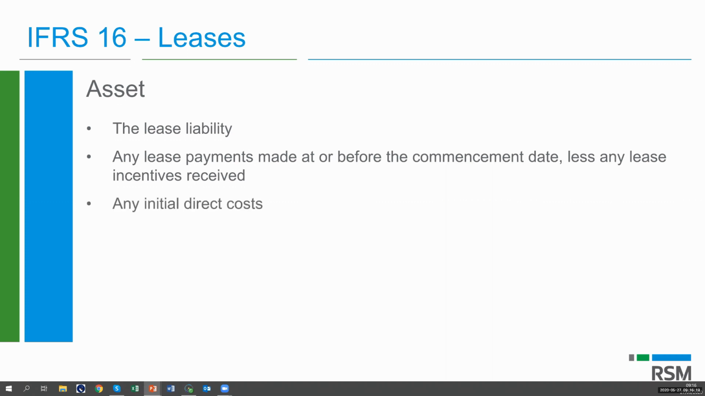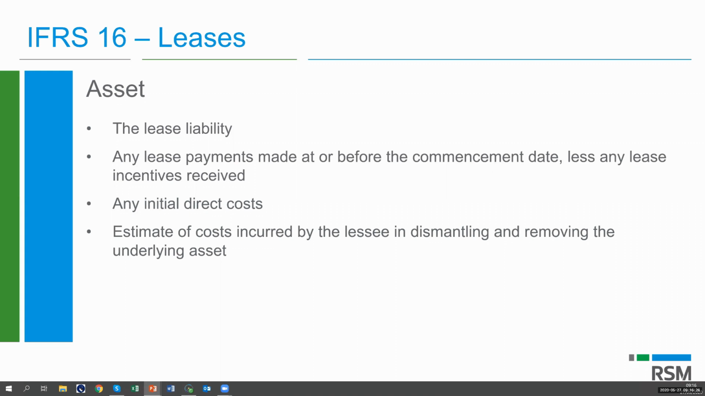And then any direct costs that you might have incurred, you would also include in the cost of your asset, and then any normal provision, the costs you might have to incur if you need to dismantle or remove the underlying asset. That's the typical dilapidation provisions that we're all used to with regards to certain sites or whatever it might be. So if you're going to incur costs in dismantling or removing the specific asset you might be leasing, you would include that cost, or the estimation of that cost, in the cost of the asset as well.